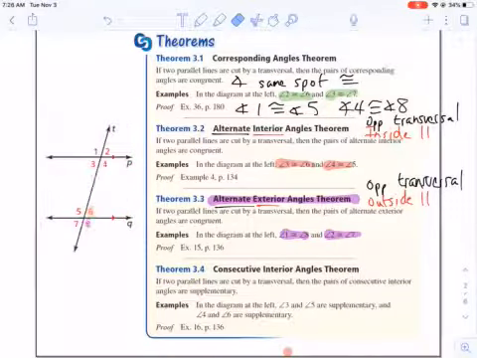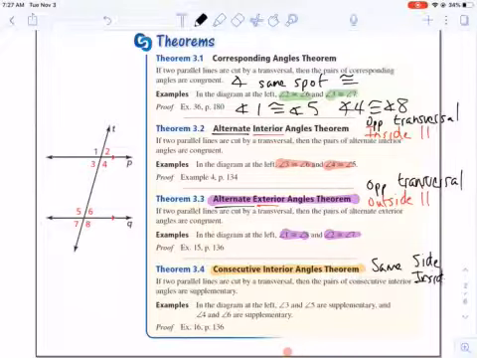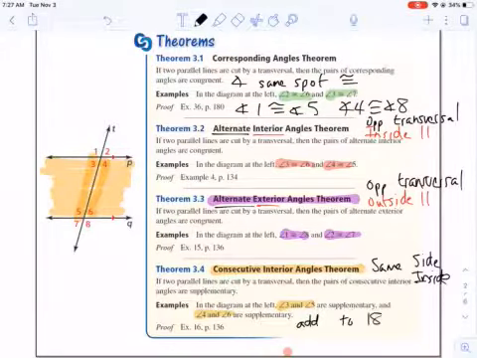And the last one we have is our consecutive interior. This is also known as same side inside. So it's your angles that are inside of the parallel lines and on the same side. So 3 and 5, 4 and 6. Now be careful though, all the other ones were congruent. This one just adds to 180. Okay, so those are our theorems that we're going to use today to find some angles.